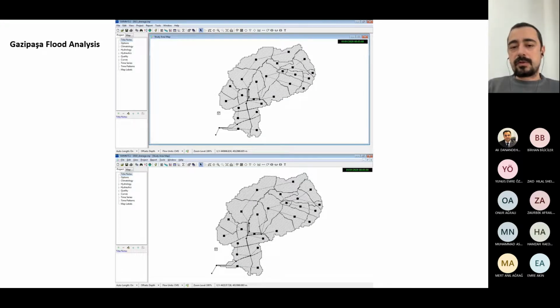Now I will give you a couple of pieces of information from the projects that we worked on together with Ali Hoca. One of them was the Gazi Pasha flood analysis. This was a study located in the Gazi Pasha region. We tried to analyze the field because this field is important with the excessive precipitation that happened. Also, flood events are seen in this region. So we tried to see what the results may be.